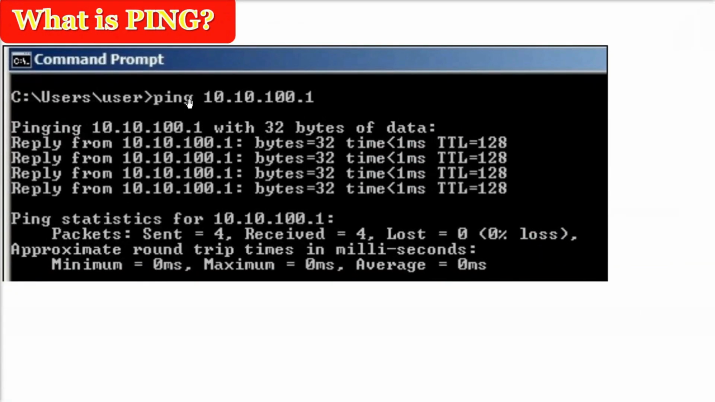Whenever we ping and we write an IP, what actually is being sent? Only 4 packets. When you get the reply from that 10.10.100.1, it shows that the byte size, that is the packet size, is 32. It took less than 1 millisecond for the packet to go from source to destination and then back from destination to source. So this is the time. 1 millisecond. If you are an online gaming person, it will be good. If it is 500 ms, it will not be good.